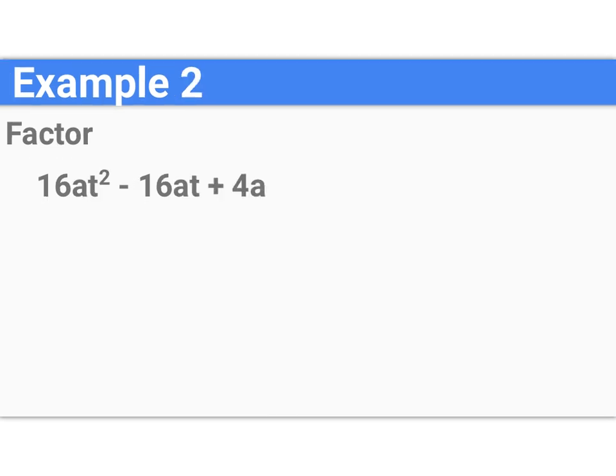Okay, so 16at squared, 16at, 4a, what do they all have in common? They all have a 4a in common. So if I factor out 4a, I'm left with 4t squared minus 4t plus 1. That would give me 16at squared, that would give me 16at, that would give me 4a. And then now I have to look for factors that make up this trinomial.